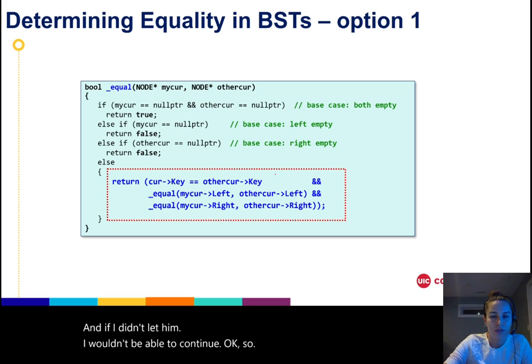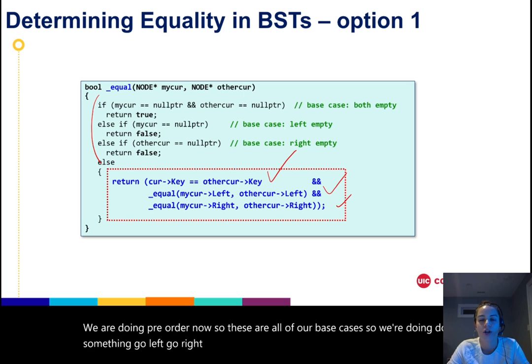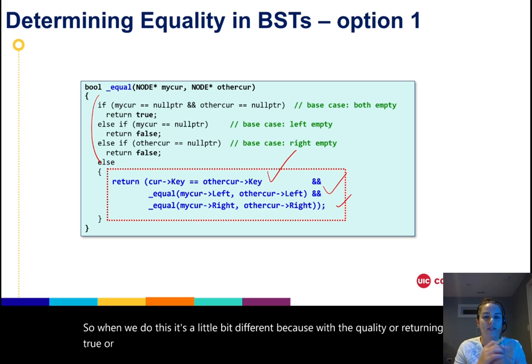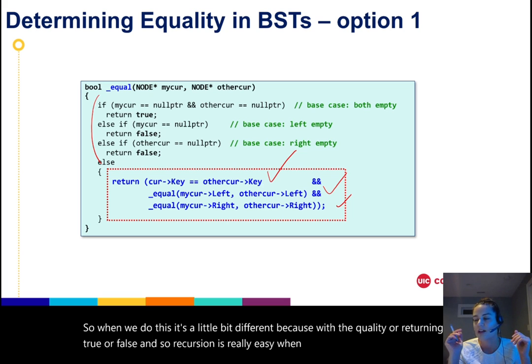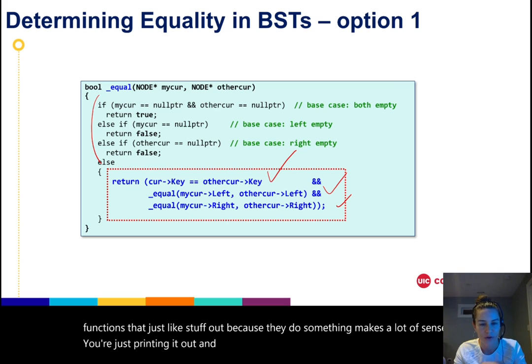We are doing pre-order now, so these are all of our base cases. So we're doing do something, go left, go right. That's the pre-order pattern. When we do this, it's a little bit different because with equality we're returning true or false. Recursion is really easy when you're writing recursive functions that just print stuff out, because the do something makes a lot of sense. You're just printing it out and then going left or going right.